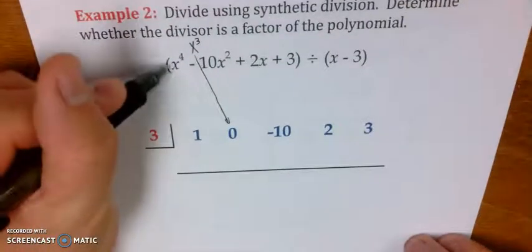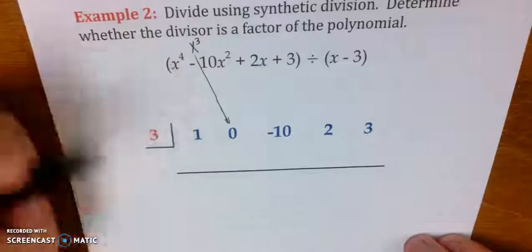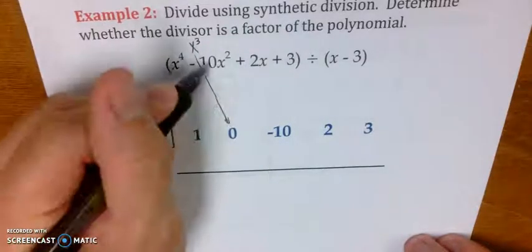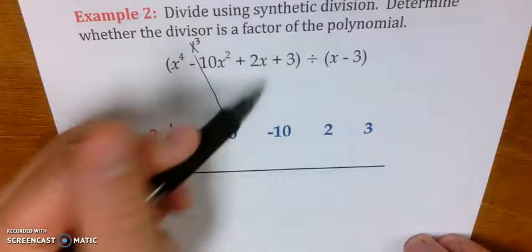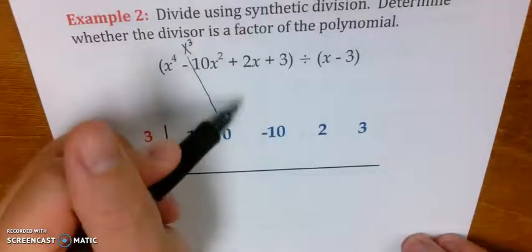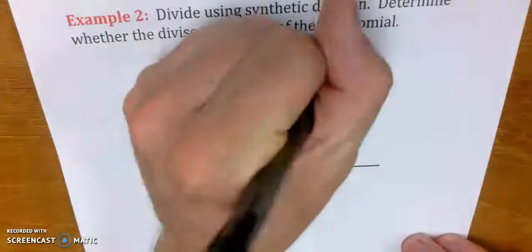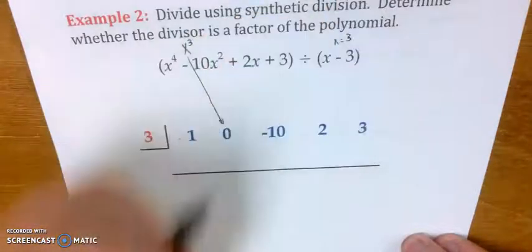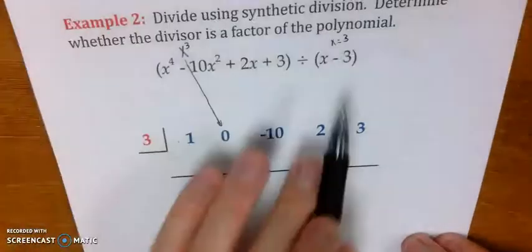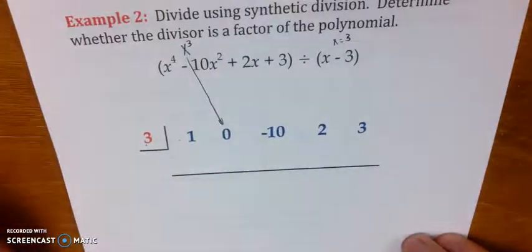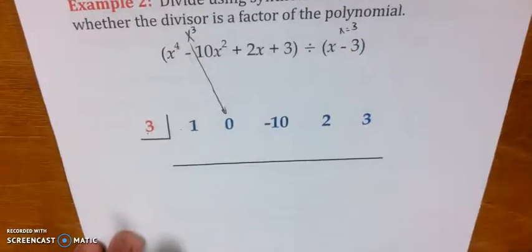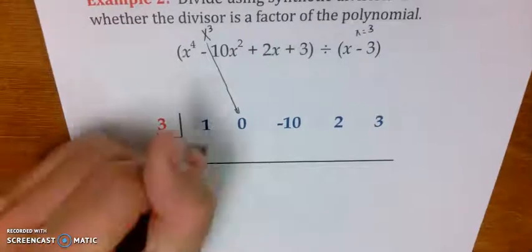From here, I'd steal the coefficients. So I have 1, x to the fourth, 0, x to the third, negative 10, x squared, positive 2x, and a positive 3 is my constant. If I'm dividing by x minus 3, then I'm going to use a positive 3 as my starting value. So let's go through the process.